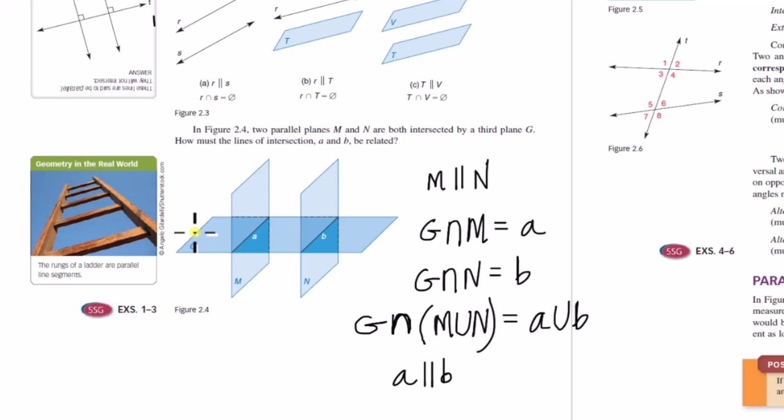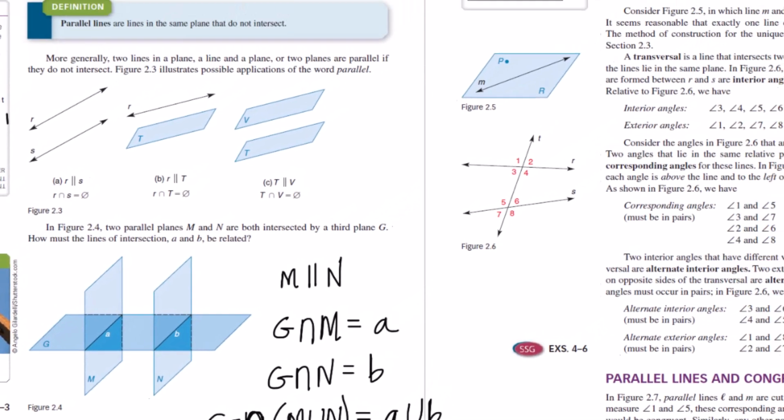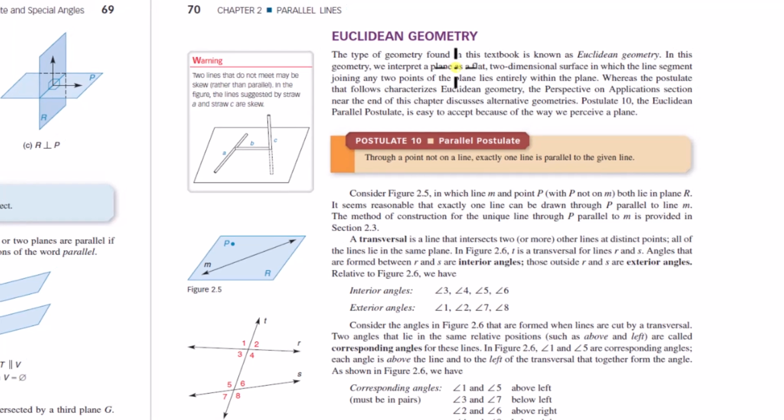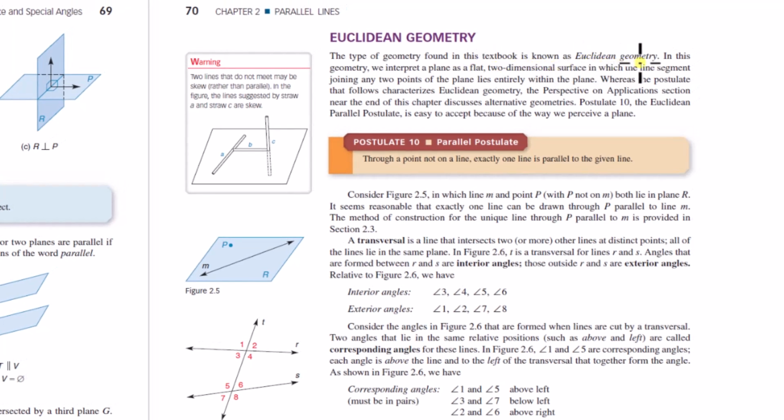You see? All right, Euclidean geometry. The type of geometry found in this textbook is known as Euclidean geometry. In this geometry, we interpret a plane as a flat two-dimensional surface in which the line segment joining any two points of the plane lies entirely within the plane. Whereas the postulate that follows characterizes Euclidean geometry, the perspective on applications section near the end of this chapter discusses alternative geometries. Postulate 10, the Euclidean parallel postulate, is easy to accept because of the way we perceive a plane.